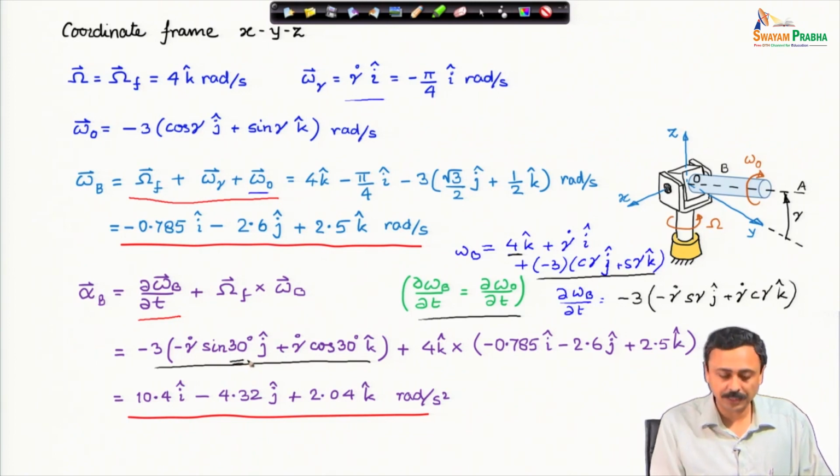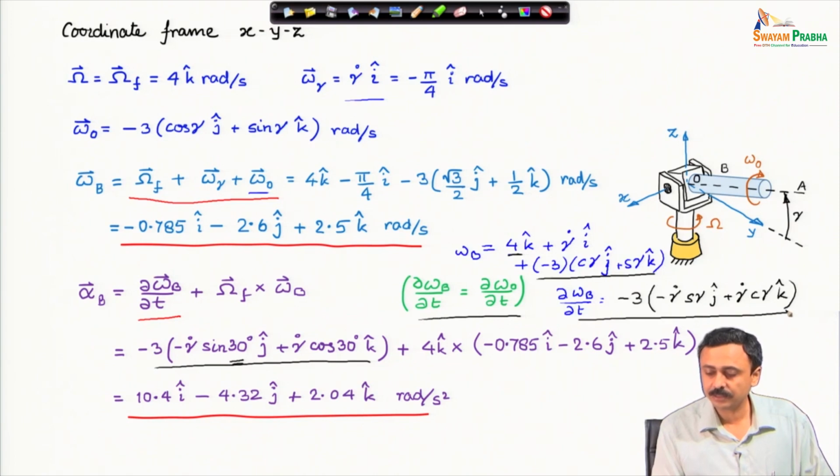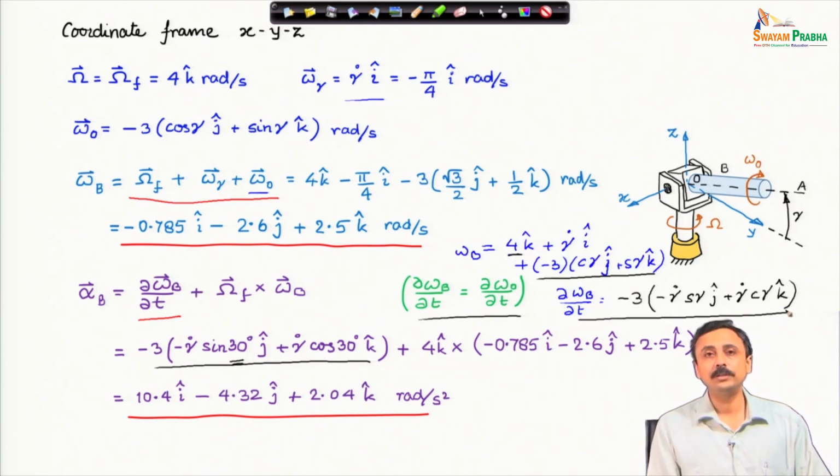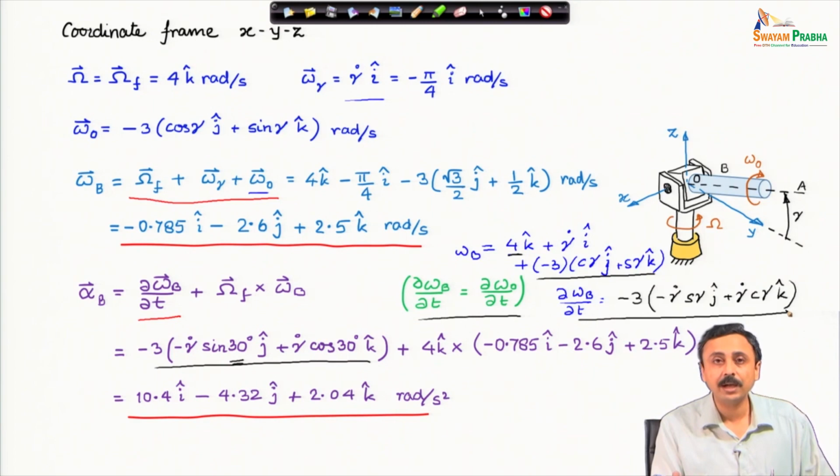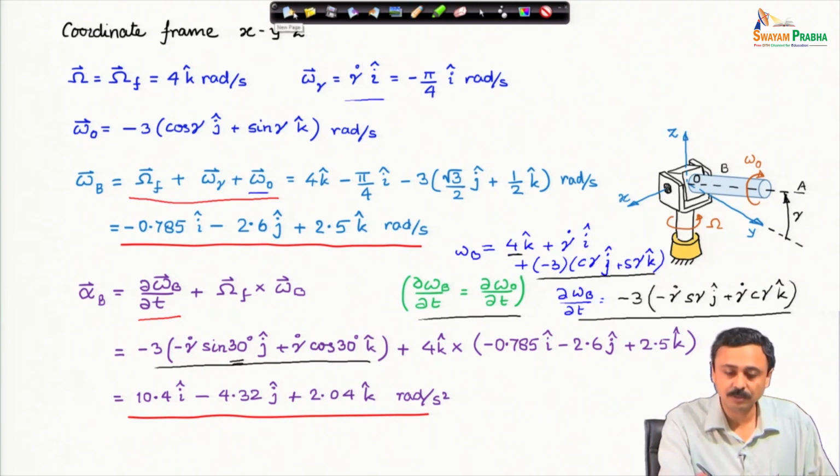When gamma is 30 degree we have to calculate the angular acceleration of the body, and this is how we get the local time derivative of omega b, the angular velocity of the body.